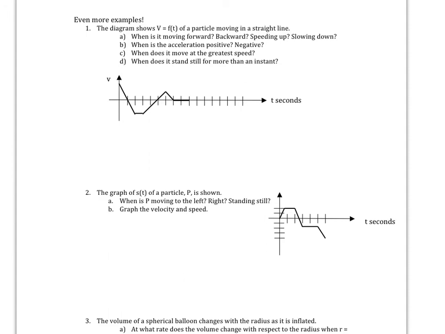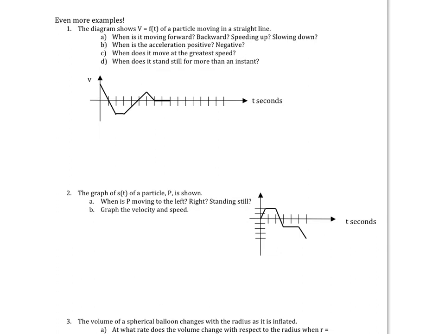Moving on to the last page here. Let's go ahead and do these examples though. It says, the diagram shows V equals f of t of a particle moving in a straight line. When is it moving forward? When is it moving backwards? When is it speeding up? When is it slowing down? When is the acceleration positive? When is the acceleration negative? When does it move at the greatest speed? And when does it stand still for more than an instant? All right, so let's talk about this. First of all, for part A, let's see what we can do.